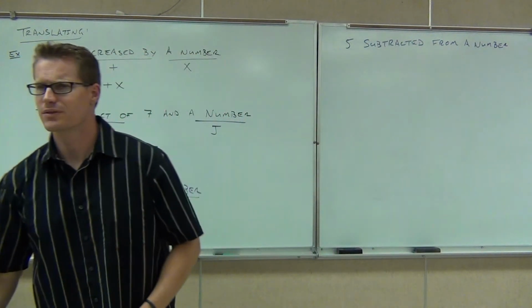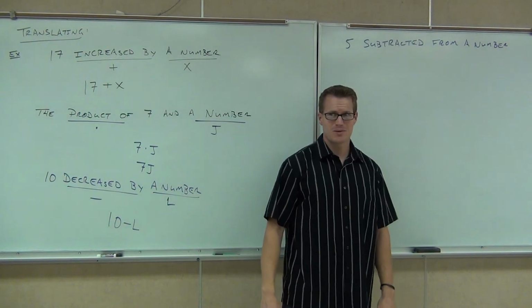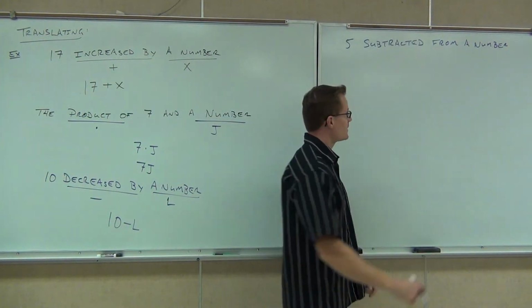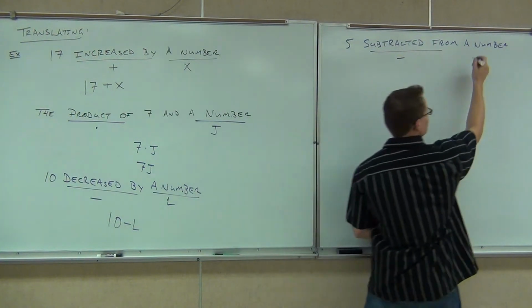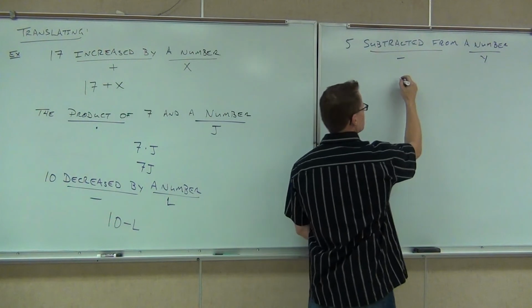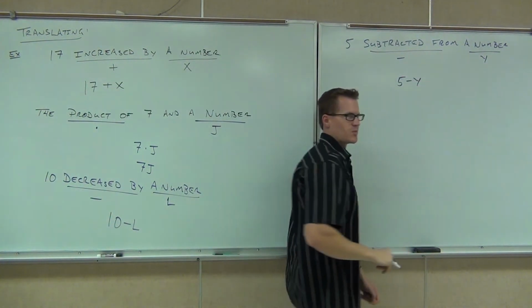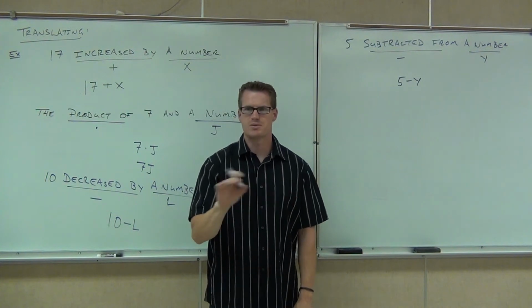Now, I know what you're thinking. You're thinking, well, duh, Mr. Leonard, this one's pretty easy. Subtracted from should probably mean minus, right? And it does, you're right. And a number, well, that's like a variable y. But you know what? If you put this, you just got the problem wrong. If you put it this way, you just messed up this problem.